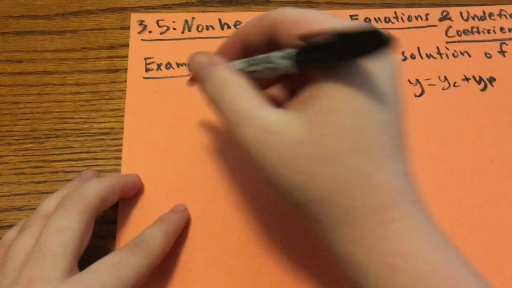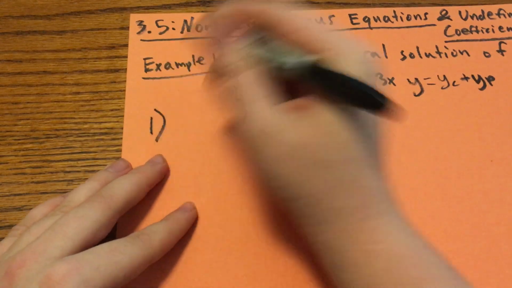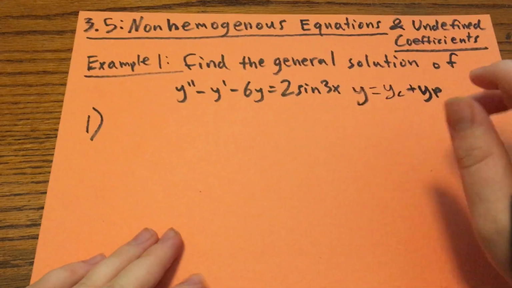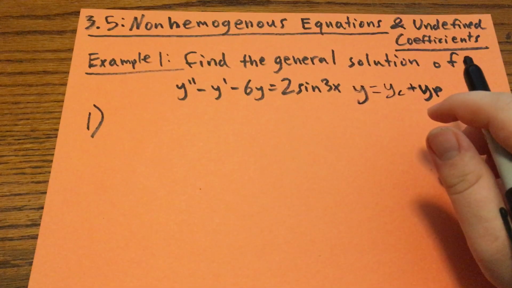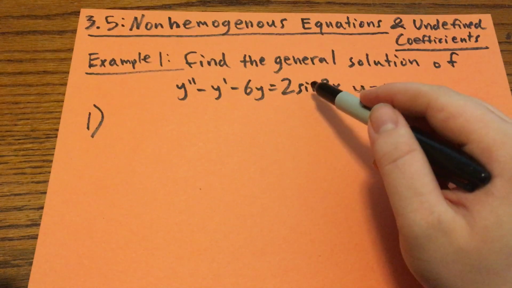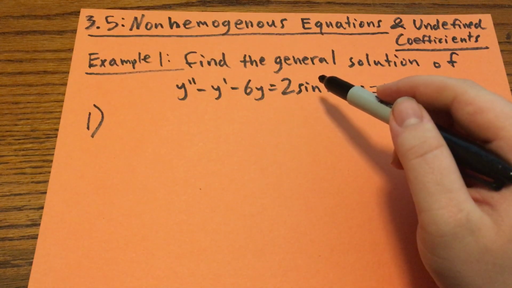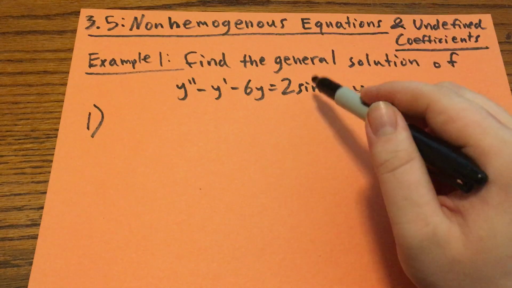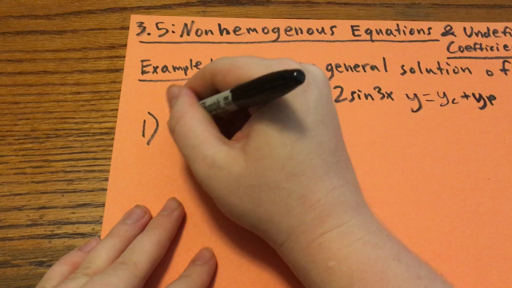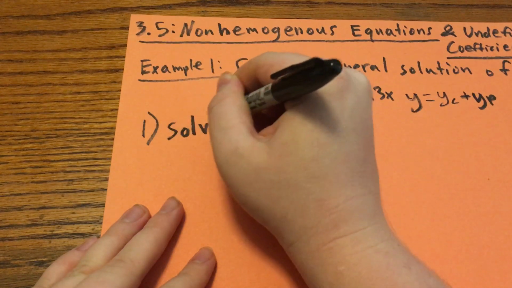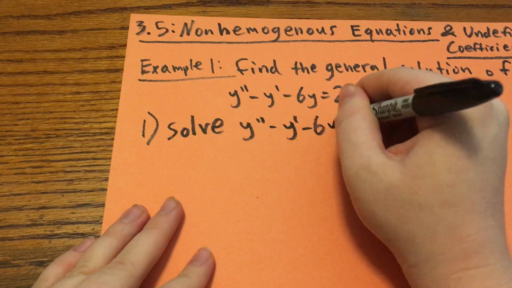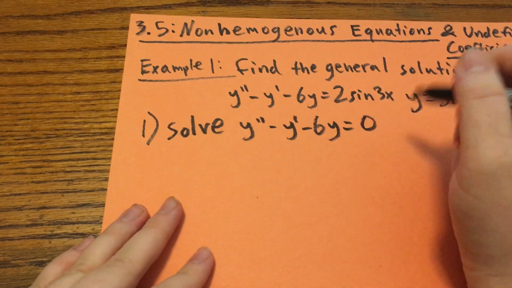Okay, so step 1 is to solve the homogeneous equation. And you might be thinking, there is no homogeneous equation here. You just said this is a non-homogeneous equation, this is not 0. But the way we can make this homogeneous is just setting that right side to 0. So step 1 is to set that right side to 0 and solve the equation. So solve y double prime minus y prime minus 6y equals 0.